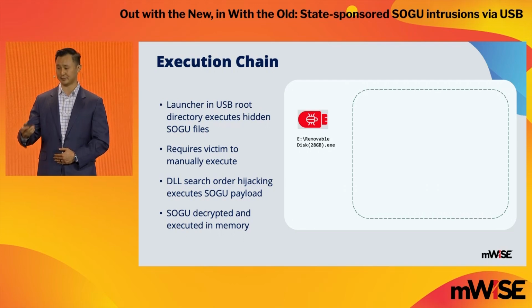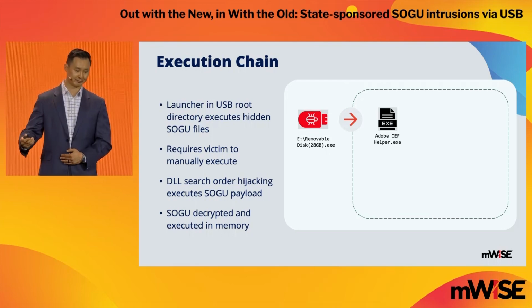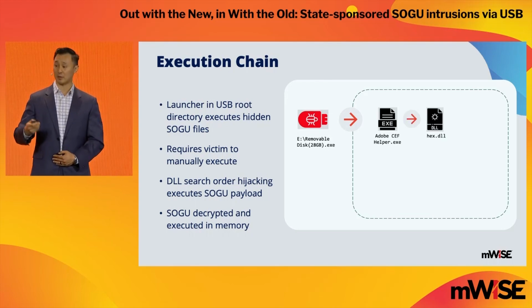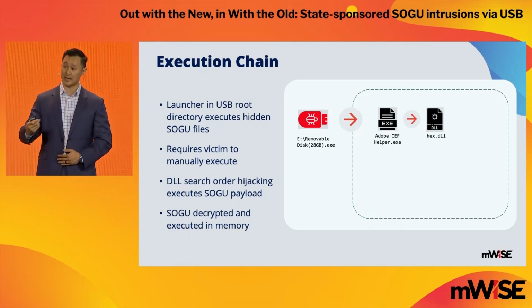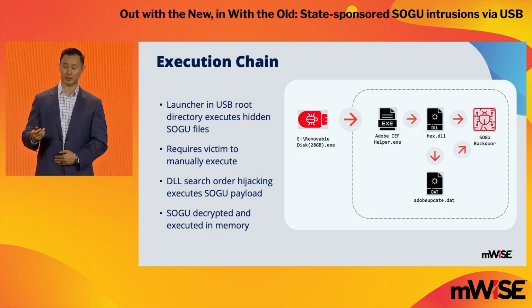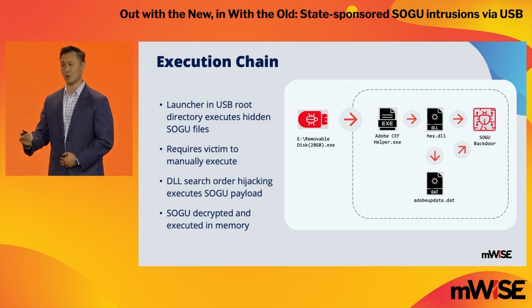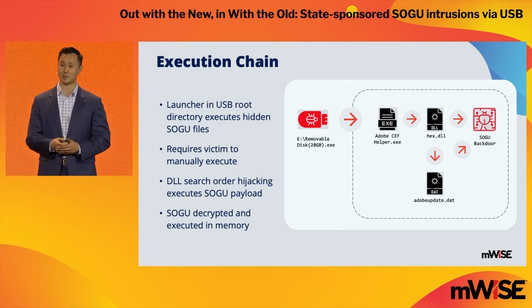But when it does, this decoy launcher executes a legitimate executable. And through DLL search order hijacking, the threat actors place their malicious DLL in the same hidden folder, and this executes instead. And this malicious DLL loads a third hidden file. This is the encrypted SOGU backdoor on disk. It loads it into memory, decrypts it, and executes it. And in this way, the SOGU backdoor only exists decrypted in memory, and it's loaded in the context of a high reputation process.